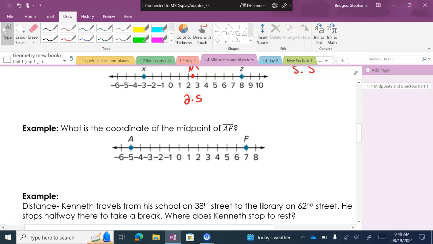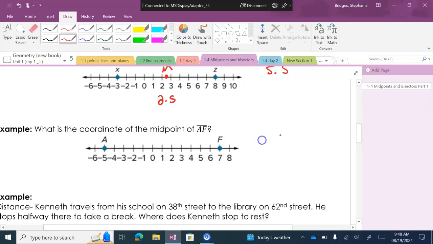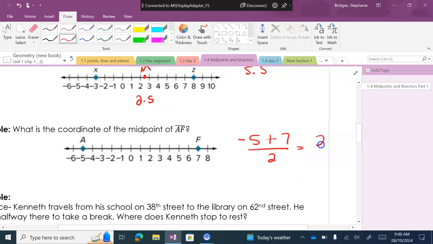What is one of my endpoints? Okay, plus what's my other endpoint? And I'm going to divide that by 2. What's negative 5 plus 7? And 2 divided by 2 gives me a coordinate of 1. All right, do the next one.